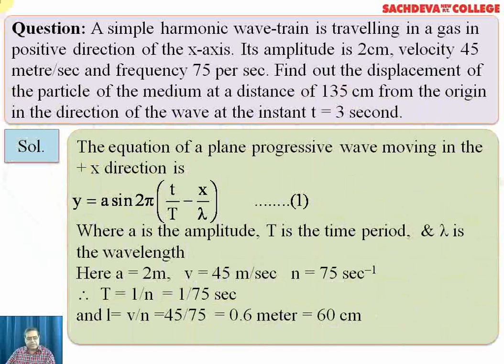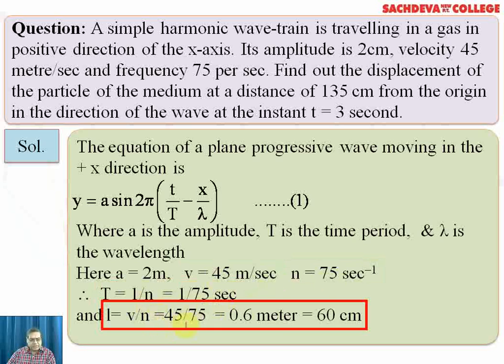Now, first of all, check the equation. That is equation number 1. And we have taken again a negative sign because the wave is moving in the positive direction of the x-axis. So y is equal to a sine 2 pi into t by T minus x by lambda. a is amplitude, T is time period, and lambda is wavelength. Here a is 2 centimeters, that is given to us. So amplitude is given, and v is 45 meters per second, n is given. So T is 1 over n. This we will calculate, and we will find v over n, velocity over frequency, is the wavelength.